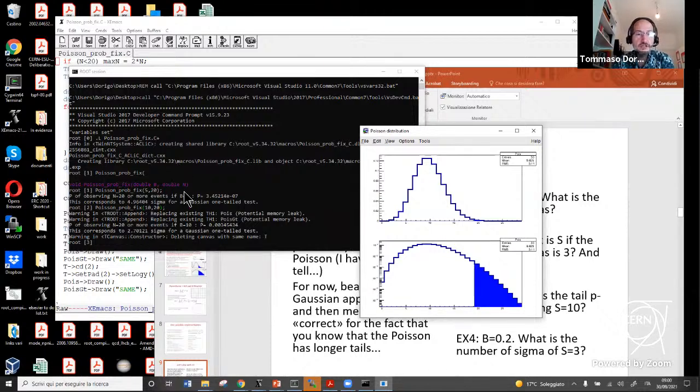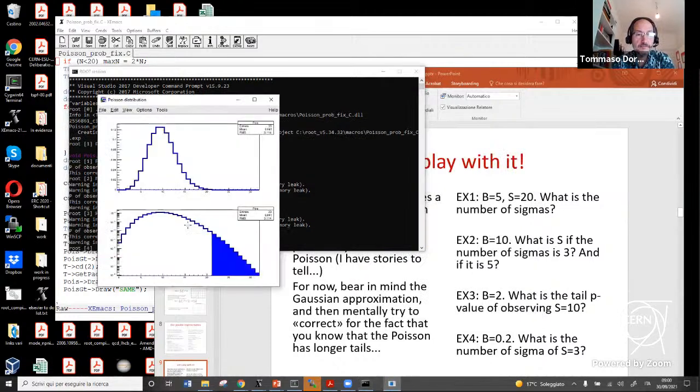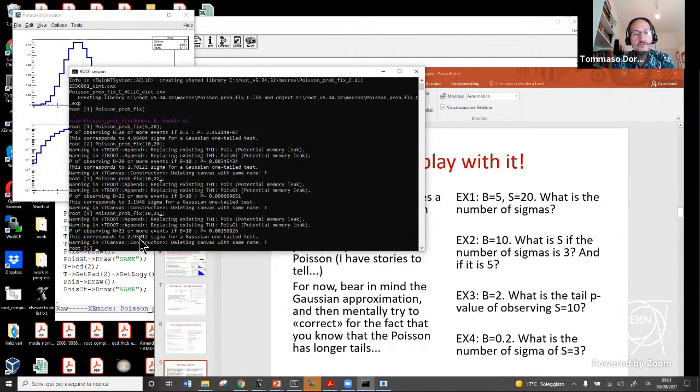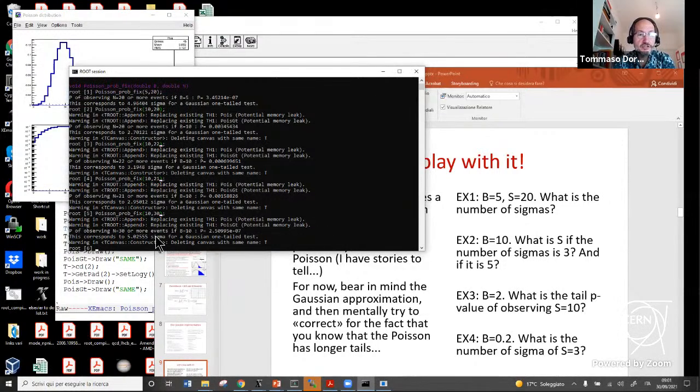So I need to increase the number from 20 total to maybe 22 total. 22 total is already 3.2 sigma, so maybe 21. Well, 21 is more or less 3 sigma, okay? What if we want 5 sigma? How many events do we need to observe if the background is 10? Well, we probably have to go up to 30 or something, no? So this is in fact 30. We get very close, 5 sigma.